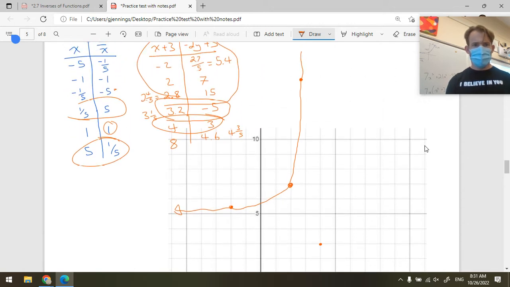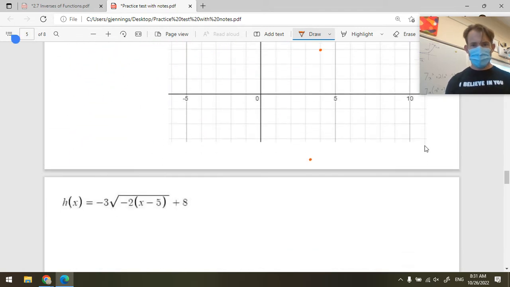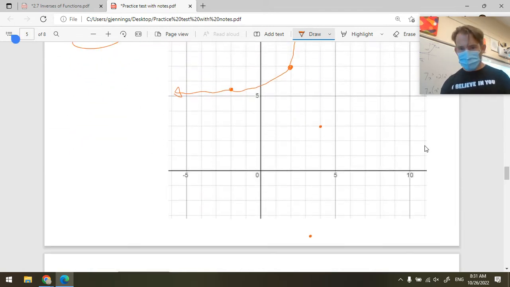Okay, let's keep going. Now the last one is 8, 4.6. So let's graph this point here, 8, 4.6. Here is 8, and then we have 4.6, almost up there. All right, so this goes like this, turns, and comes diving down here. Okay, so there we go.